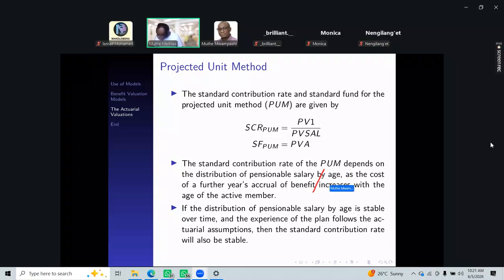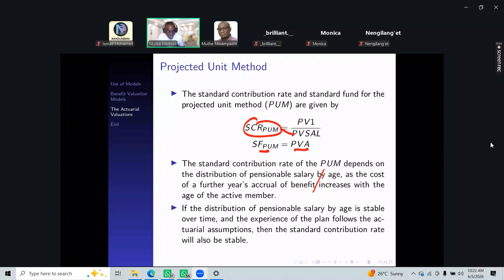So you can see, this one here is simply, if you take this multiplied by that, it's like you're saying, okay, what is the proportion of salary which I need in order to fund the present value of the liability from next year of service, right? So that is called a standard contribution rate, but this will be according to this method, because other methods actually make reference to other types of liabilities, right? And you can see here, the standard fund is simply equal to the present value of liability from accrued services, right?